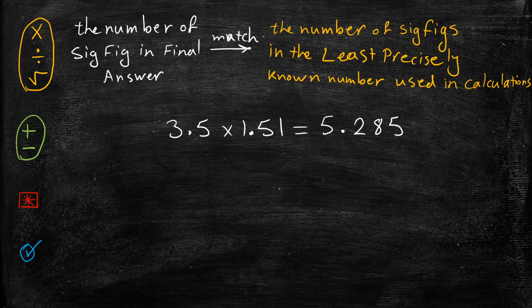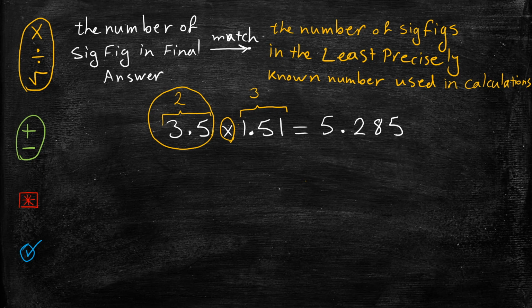Now, the question is, what is the right number of significant figures in my final answer? According to this rule, since we're doing a multiplication, the first rule is applicable. What is the least precisely known number here? 3.5 has how many sig figs? It has 2. 1.51 has 3. So the least precisely known number is 3.5 because it has the fewest significant figures. So what I do, I keep only 2 significant figures in the final answer.